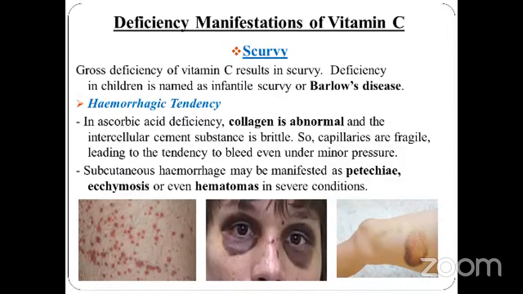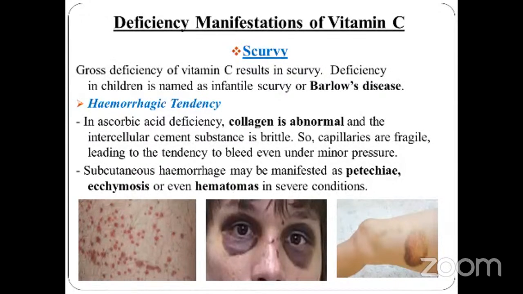So my question is, what are petechiae, what is ecchymosis, and what do you mean by hematomas? Petechiae, as shown in this first diagram, are small, tiny, red or purple spots caused by bleeding into the skin. Because of the deficiency, the blood capillaries are fragile, as collagen is abnormal, since vitamin C plays an important role in collagen formation. Ultimately the capillaries become fragile, and at the initial stage it manifests as bleeding under the skin, seen as red or purple spots, shown in the first diagram, called petechiae.